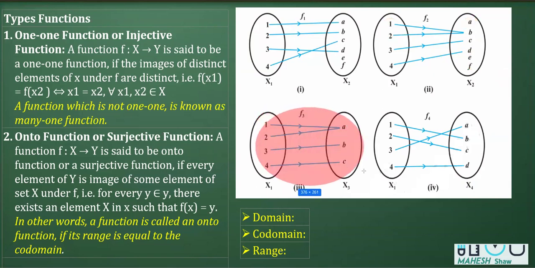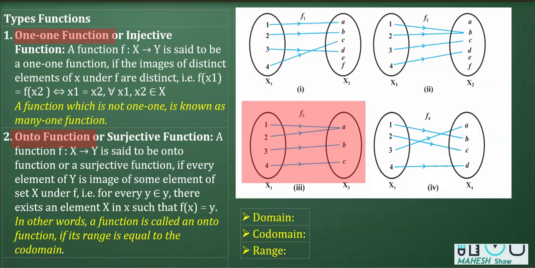Coming to the next, that is the third part. This is many to 1, but it is onto. Still, we should not call it bijective, because for bijective, it has to be both 1-1 and onto simultaneously. So we say that it is many to 1 and onto, but this is not bijective.